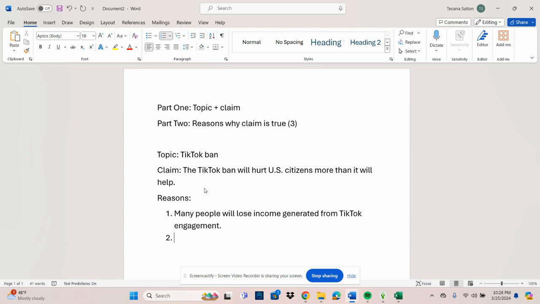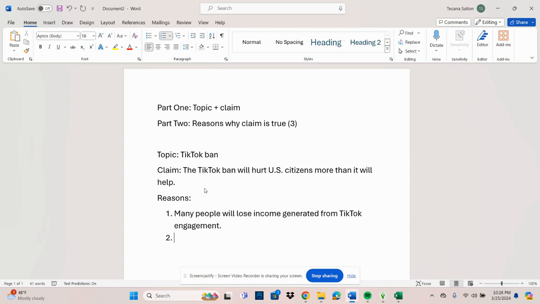Because the first thing I thought was, well, what about all of the thousands, probably more than that, creators that are making monthly income on TikTok? What happens to them? They're going to lose money. Not only people, but I'm sure that businesses will suffer, right? Because they're going to lose ad revenue. The only thing is, I don't want all of my reasons to have to do with money, but let's see.